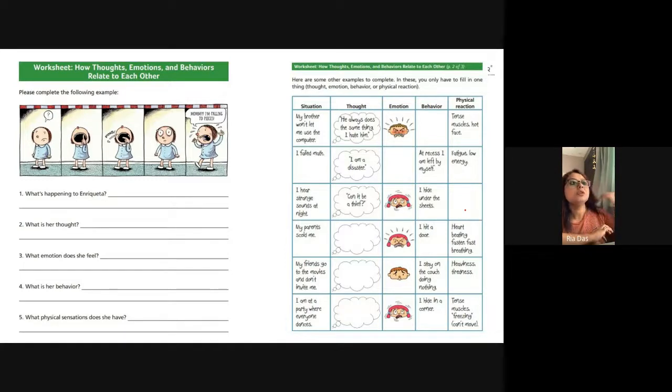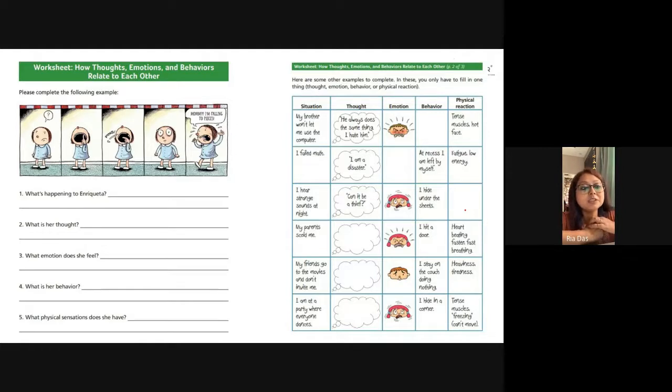Okay. So here are a few examples which are given. The situation is my brother won't let me use the computer. Okay. The thought is he always does the same thing. I hate him. That's the thought process which the child is having. And that leads to the emotional output, which is anger. Okay. That's the thought which he has. Now you have to fill up the behavior. What do you think can be the behavior here? What can be the behavior at this juncture?